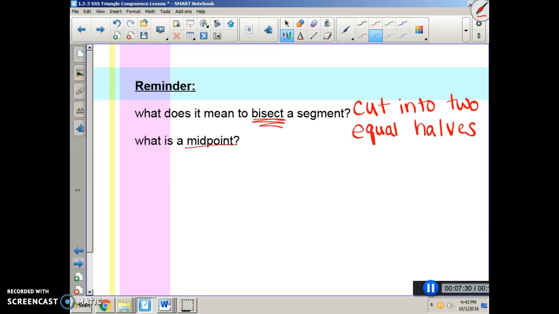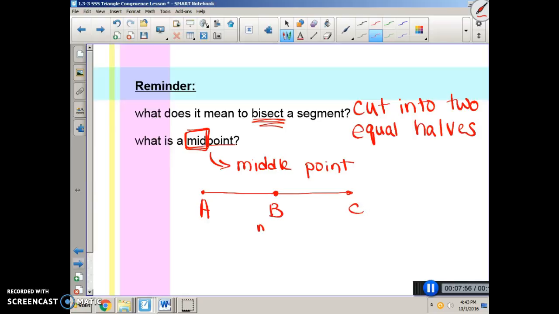Midpoint we haven't talked about in a while, but some of you probably can figure out what that means just by looking at that little prefix there. Mid means middle, therefore midpoint is the middle point. If it's in the middle, that means it's bisecting the segment, which means it cuts it in half. So again, if I have A to C, and somebody tells me that B is the midpoint, what does that tell me about the rest of my segment? Well, it tells me that it's split in half. B is the middle. That means this has to be equal to this.